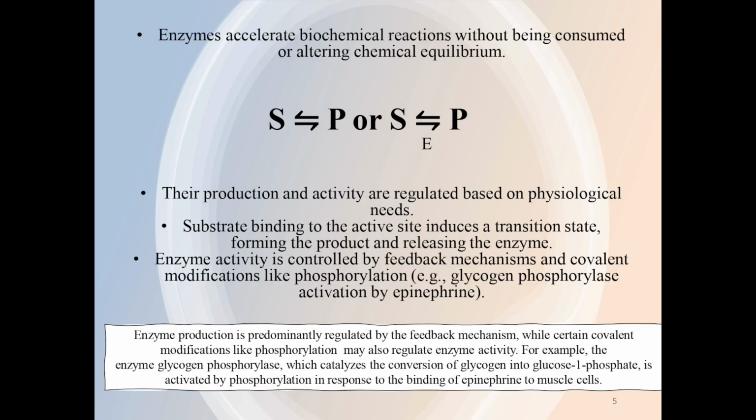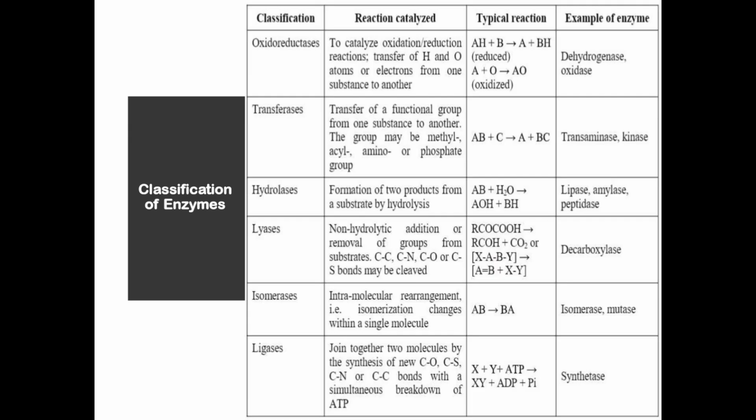Enzyme production and activity are regulated based on physiological needs. Substrate binding to the active site induces a transition state, forming the product and releasing the enzyme. Enzyme activity is controlled by feedback mechanisms and covalent modifications, such as phosphorylation. For example, the enzyme glycogen phosphorylase is activated by phosphorylation when epinephrine binds to muscle cells, catalyzing the conversion of glycogen into glucose 1-phosphate.